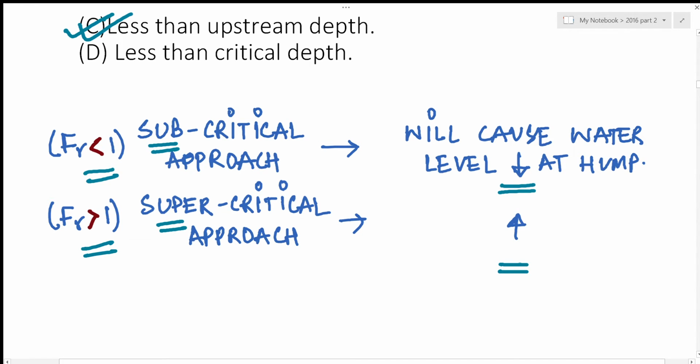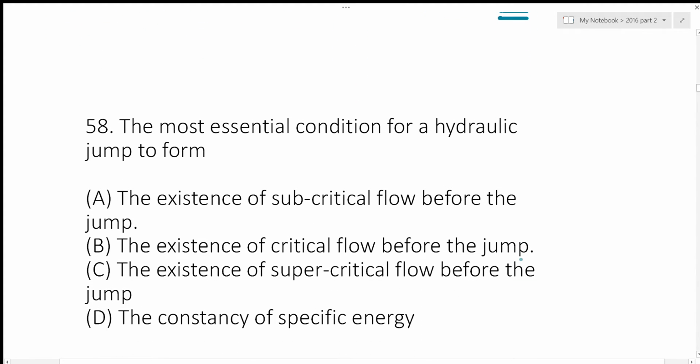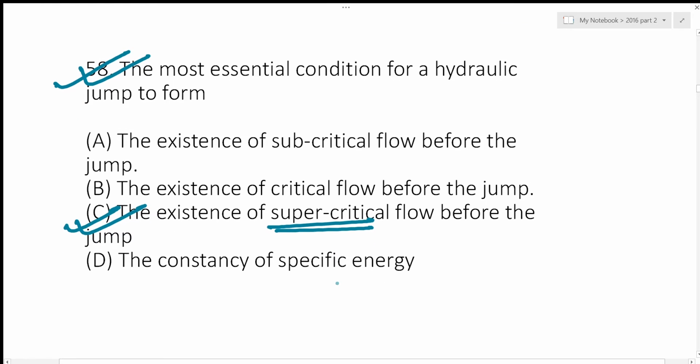So remember this. The next question is, the most essential condition for a hydraulic jump to form is? The answer would be the existence of supercritical flow before the jump. This is the most important condition for a hydraulic jump to occur. Remember this, the existence of a supercritical flow before the jump.